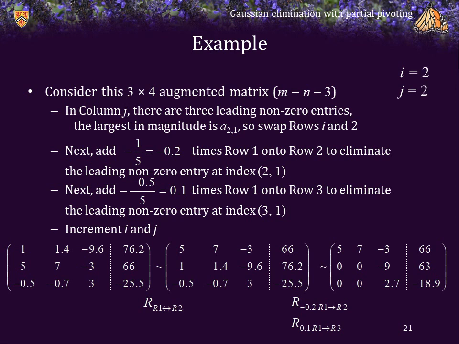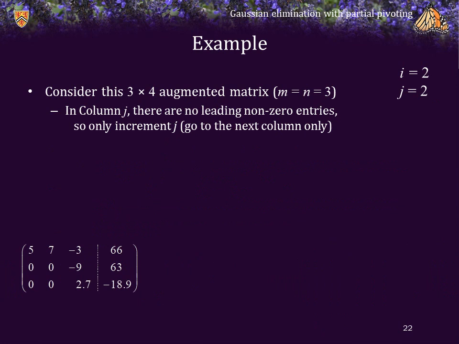At this point, we look at column j equals 2, and we note that there are no leading non-zero entries in column 2. So all we will do is increment j. That is, we will just go to the next column. So incrementing j, j is now equal to 3.